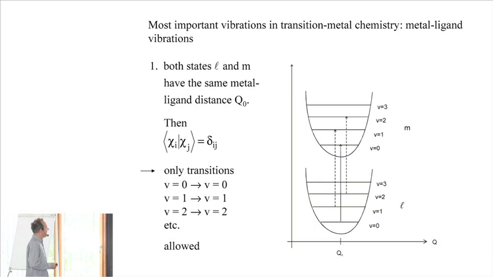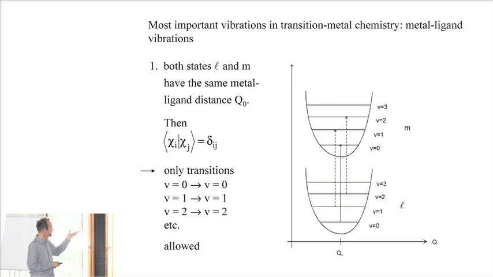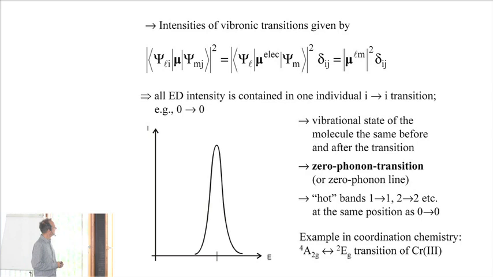And then the Franck-Condon factor you can replace by delta IJ. So the vibrational state cannot change, and you have transitions from 0 to 0, from 1 to 1, from 2 to 2, and so on. And the intensity of the vibronic transitions is just the electric dipole matrix element times delta IJ.